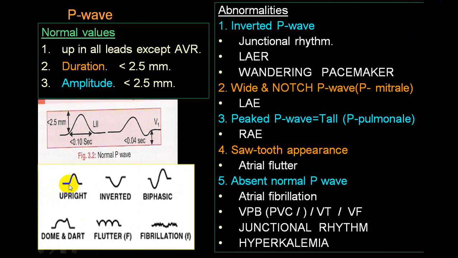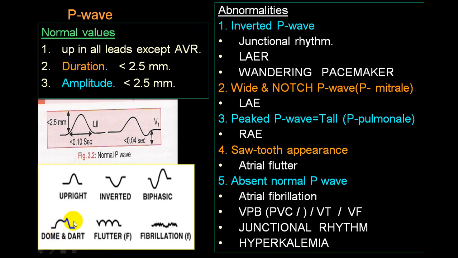Now you can see different shapes. This is an upright dome shape. This is inverted, which is common in aVR. You can see a biphasic P wave, very common in V1. Usually in a biphasic P wave in V1, you have a small upright and a small negative deflection, which is because of LA. So RA gives rise to positive and LA gives rise to negative in V1.